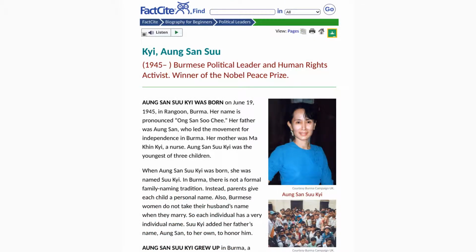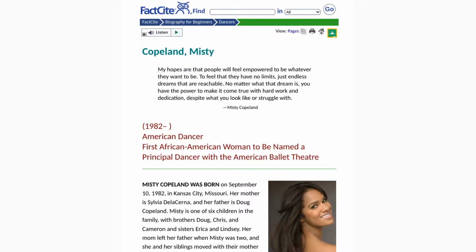In Biography for Beginners, we have Aung San Suu Kyi, who fought for democracy in Burma, also called Myanmar. Her struggle included living for years under house arrest, but she never gave up. In fact, she was the winner of the Nobel Peace Prize in 1991. Also in Biography for Beginners, we have an article on Misty Copeland, who was the first African-American prima ballerina with the American Ballet Theater. Her family life, too, was unstable, yet she devoted herself to her ballet, even to the point of staying with her ballet teacher when her family moved away from that town.